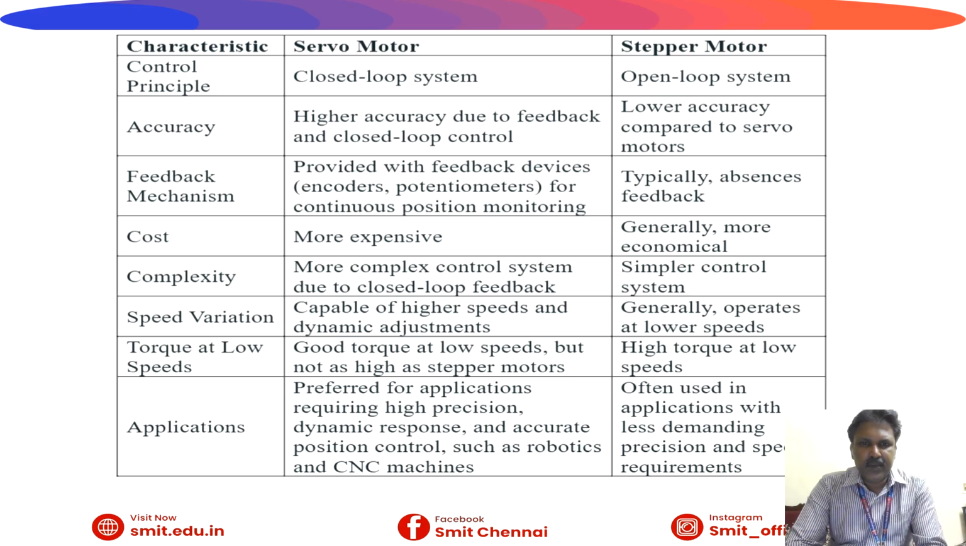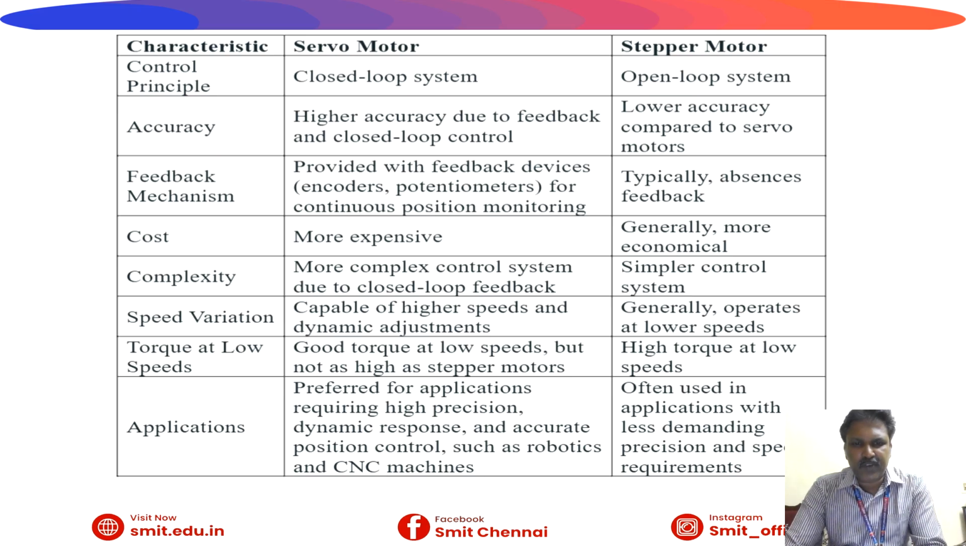Then feedback: servo is provided with feedback devices for continuous position monitoring, while stepper typically has no feedback. Then cost: servo is more expensive, while stepper is generally more economical. Complexity: servo has a more complex control system due to closed loop feedback, while stepper has a simpler control system. Then speed variation: servo is capable of higher speed and dynamic adjustments, while stepper generally operates at lower speeds. Torque at lower speed: stepper has good torque at lower speed. Whenever the torque is high, the speed will be low.